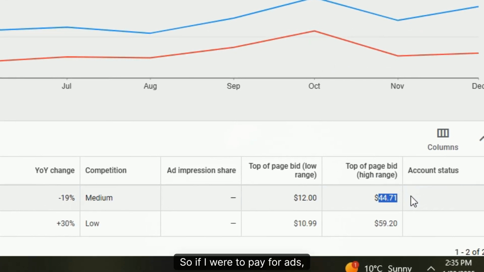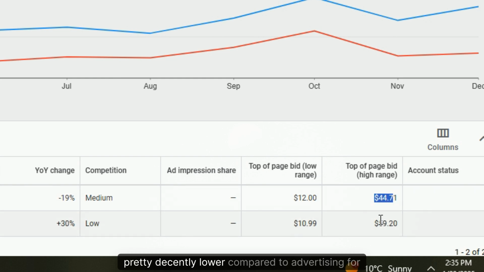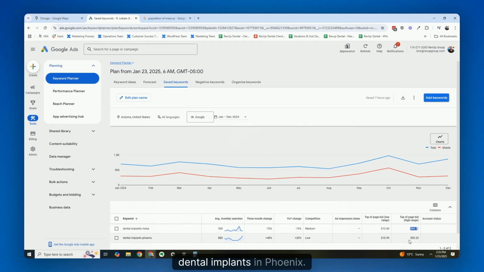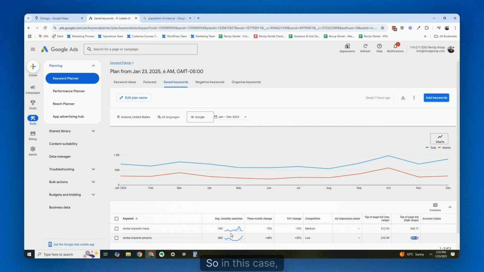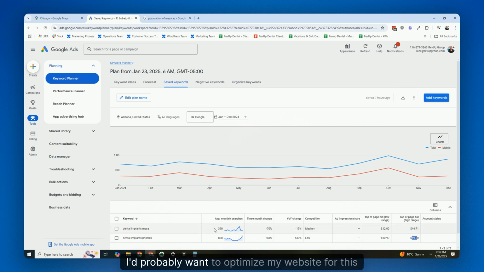So if I were to pay for ads, the cost to advertise, at least on the high end, is lower, pretty decently lower compared to advertising for dental implants in Phoenix. And I might not care about this too much if I'm focusing on SEO, but remember that if people are willing to throw more money at a certain keyword as far as Google Ads, they're also probably throwing more time and money at SEO as well to try to rank for these words. So in this case, I'd probably want to optimize my website for this keyword, dental implants Mesa.